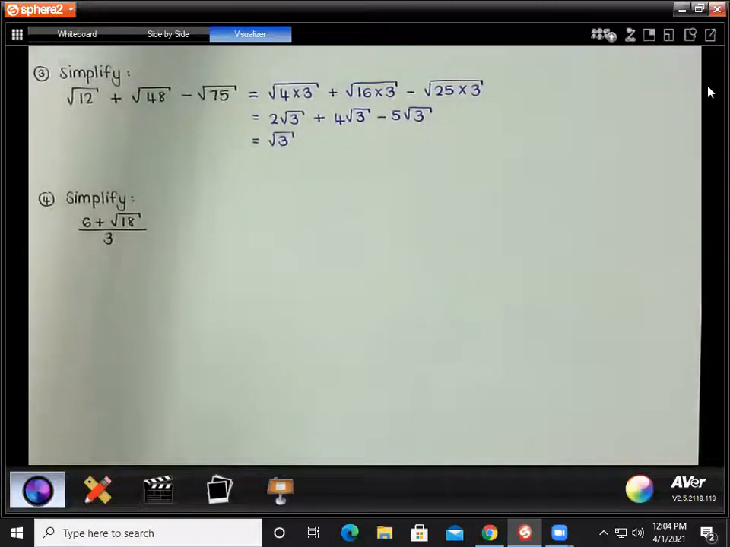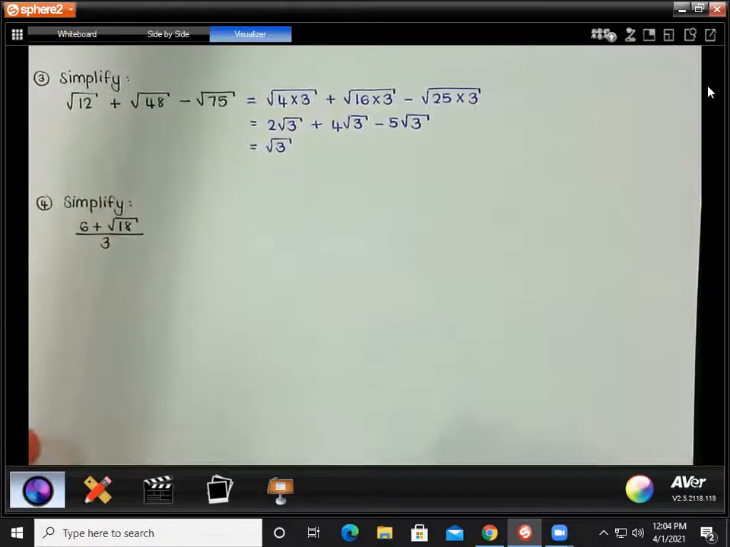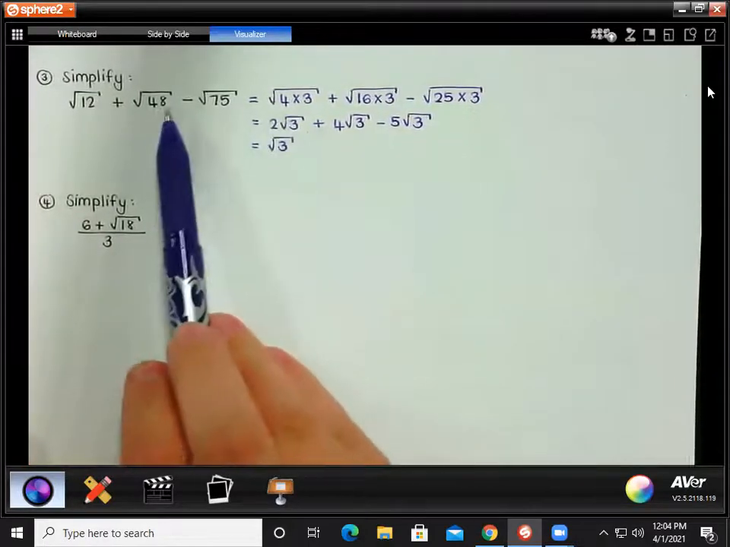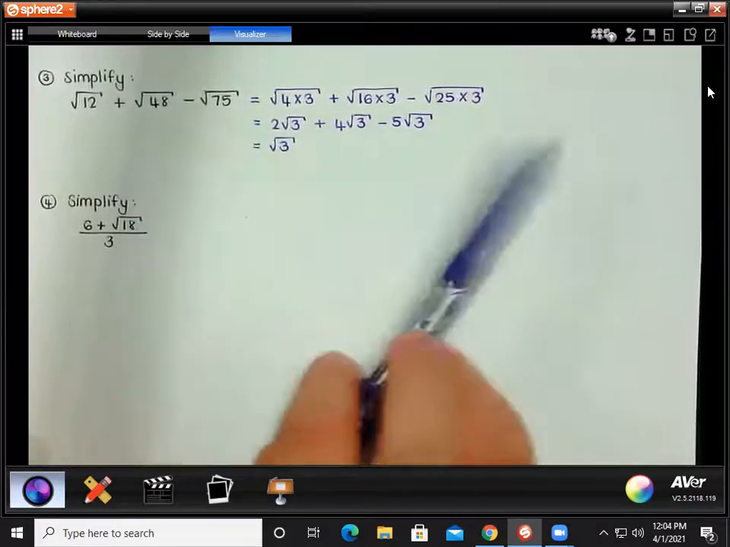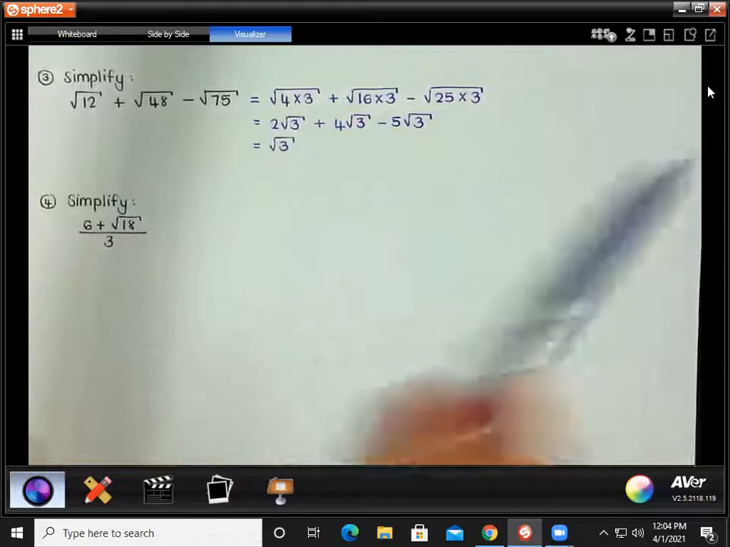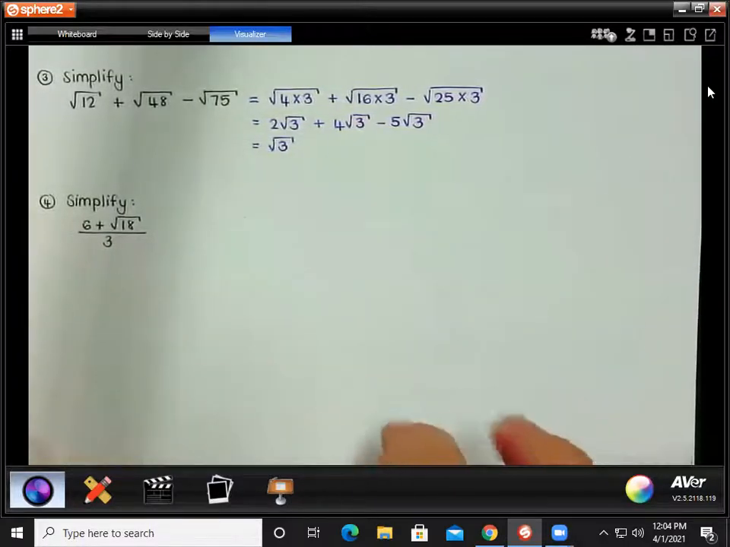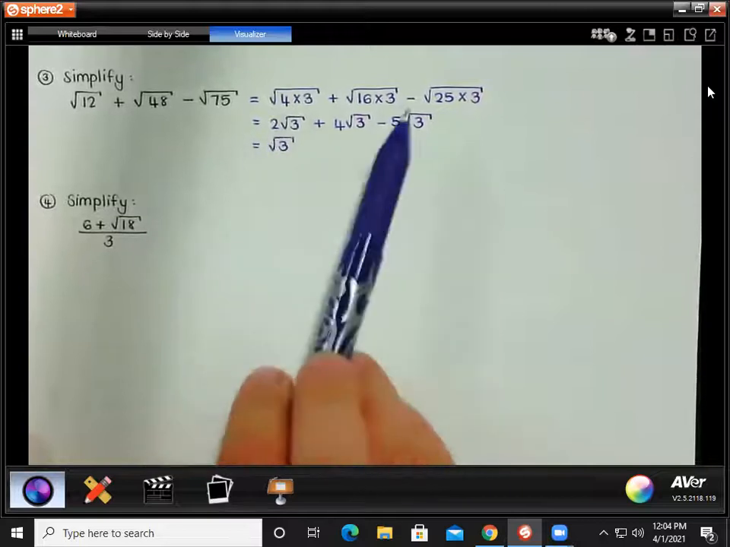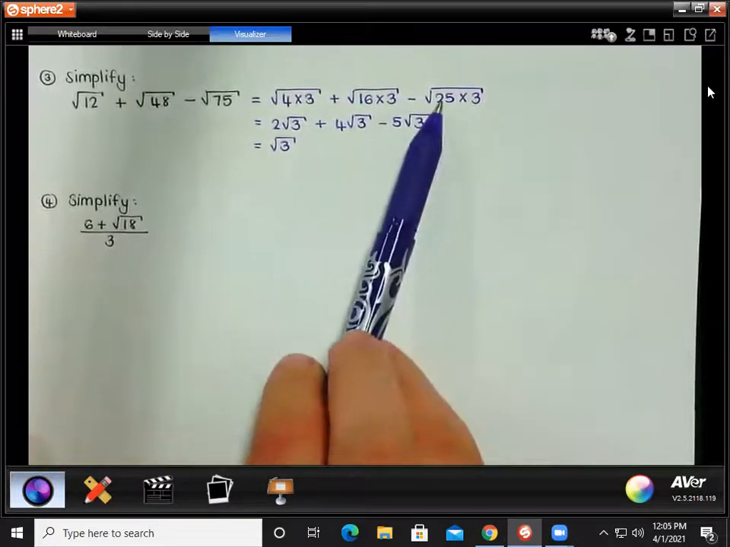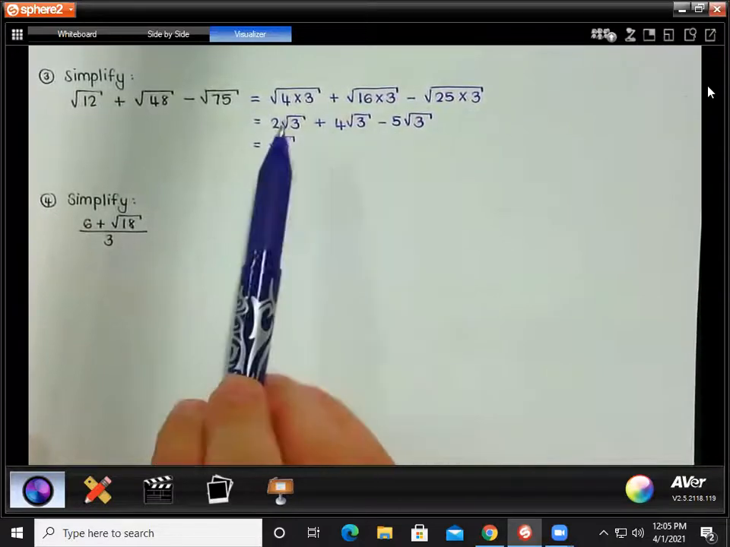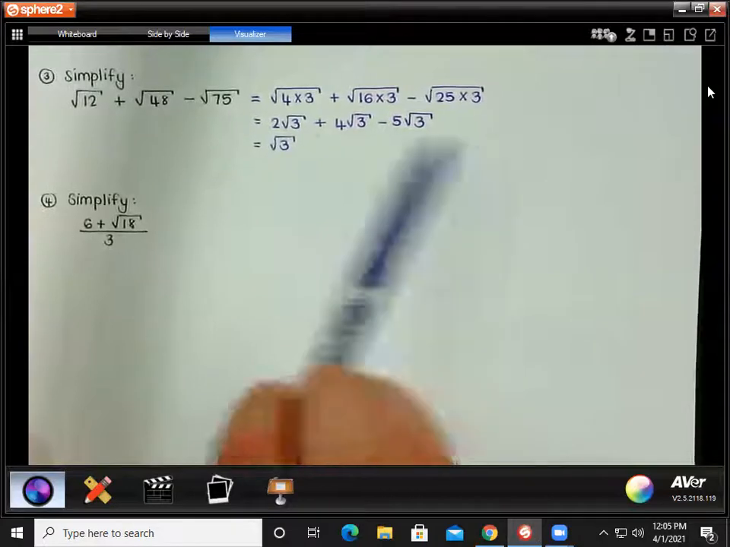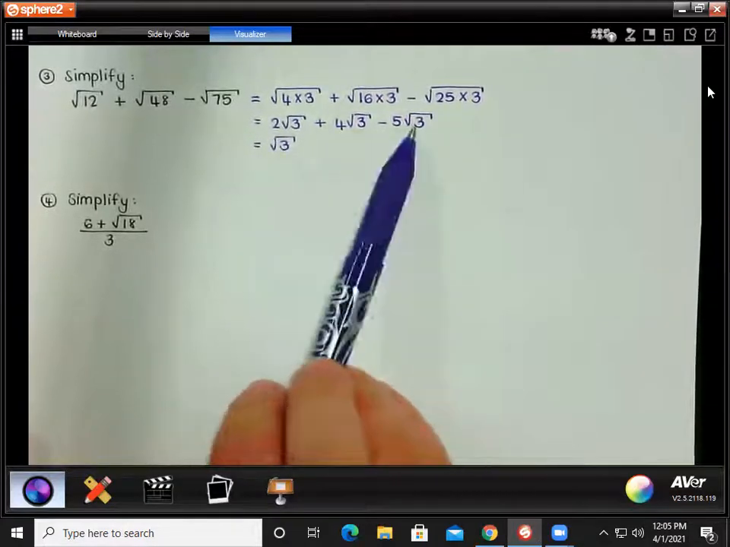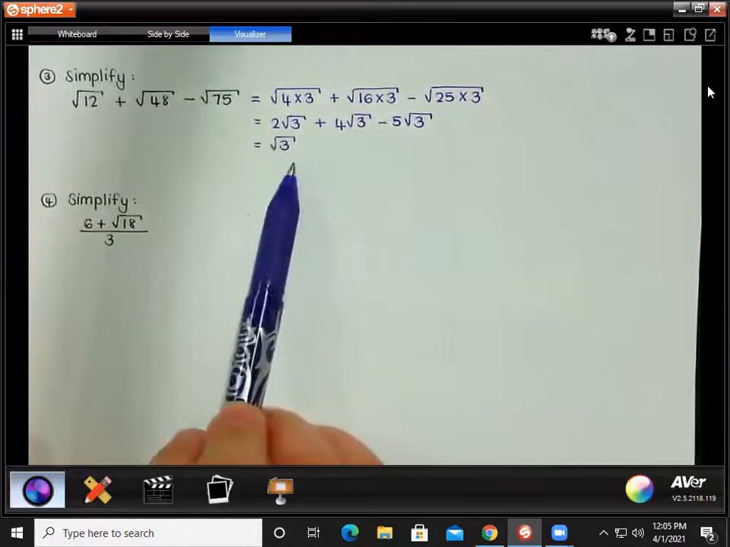Okay, let's take a look. So I wrote 12 as 4 times 3, 48 was 16 times 3, and then 75 was 25 times 3. But guys, if you use your calculator, it's fine if you wrote these as squares. They were all times 3 in this case. So the square root of 4 is 2, the square root of 16 is 4, and the square root of 25 is 5. Now do we see that we have all like surds again? They are all square roots and they're all the square root of 3. So you say 2 plus 4 is 6, minus 5 is 1 root 3.